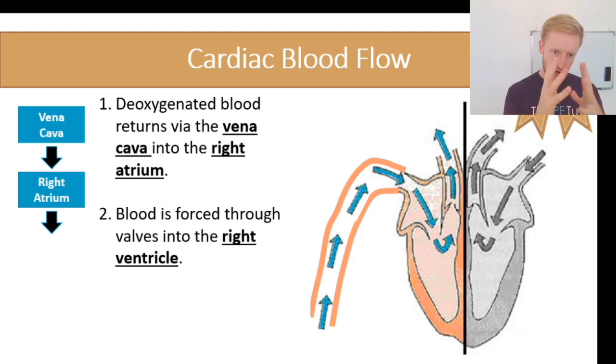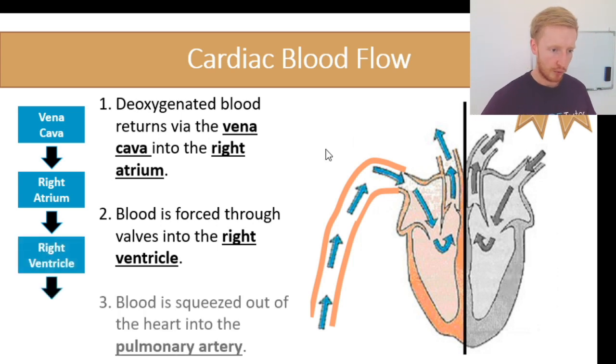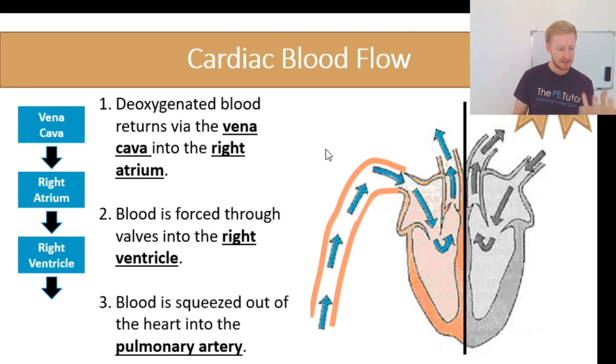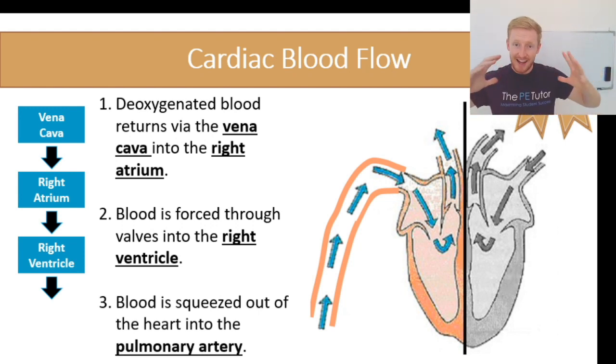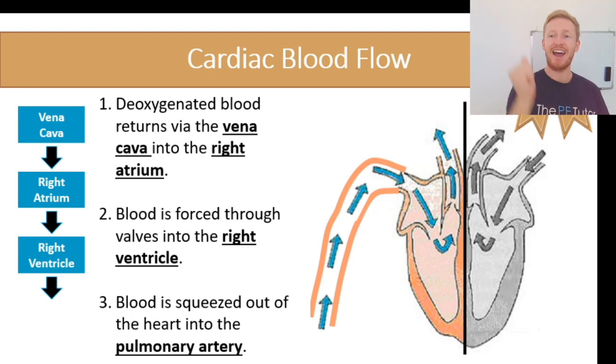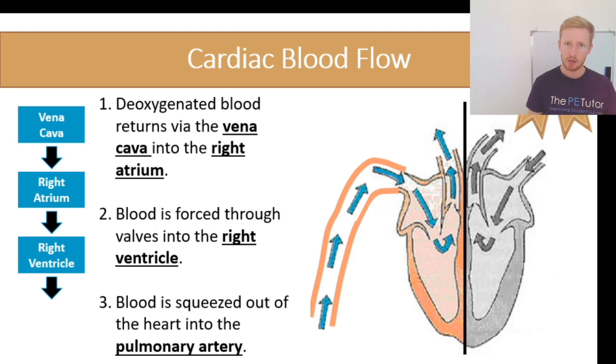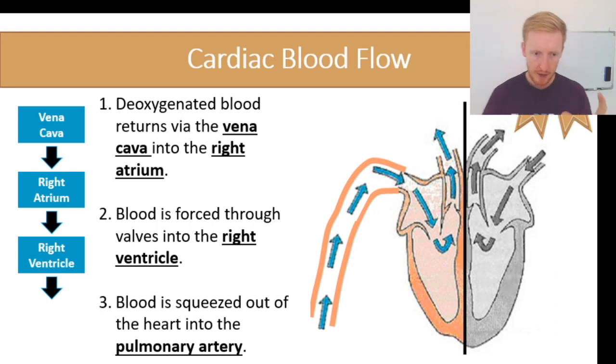But it's forced through these valves, these atrioventricular valves, into the right ventricle. And then once the blood is inside the right ventricle and there's some more contraction, blood is then forced up and out of this right ventricle through the pulmonary artery. Pulmonary artery. Now, pulmonary, because this refers to the pulmonary circuit.